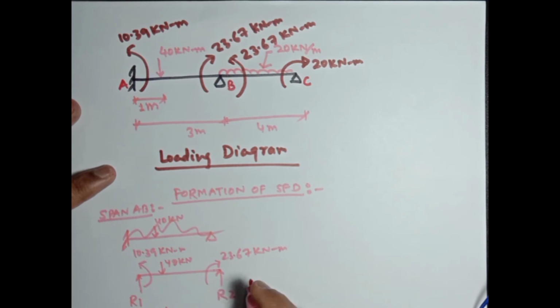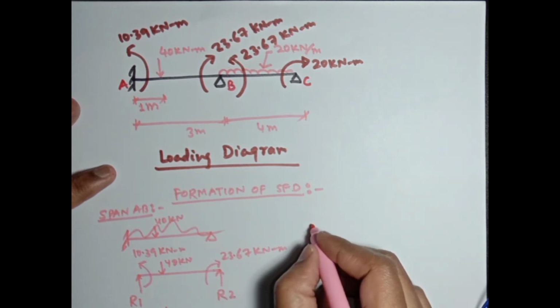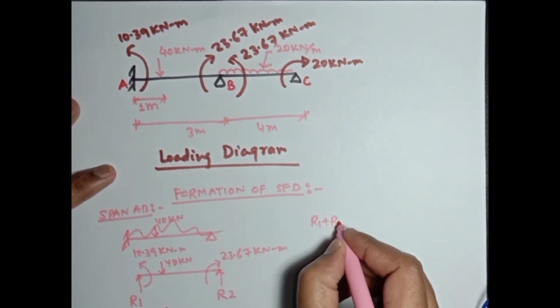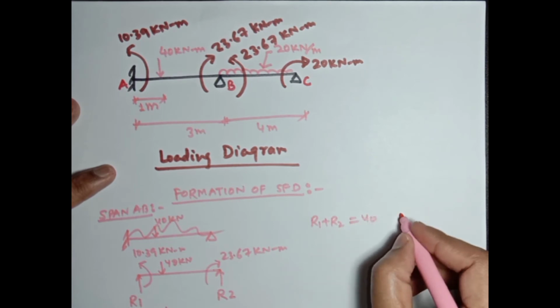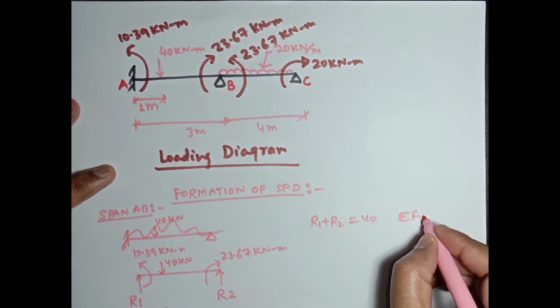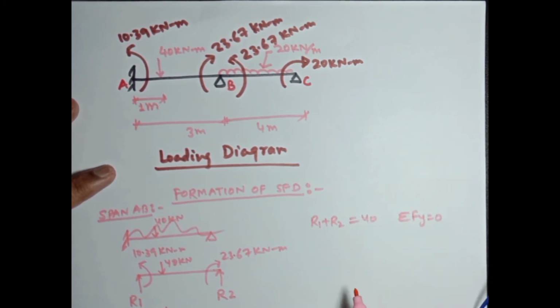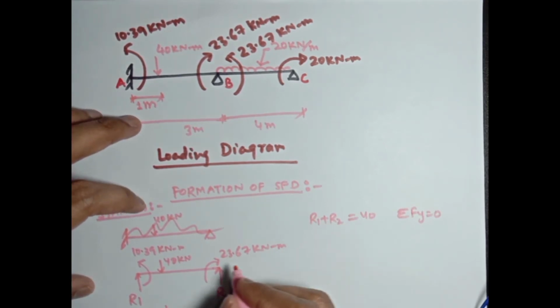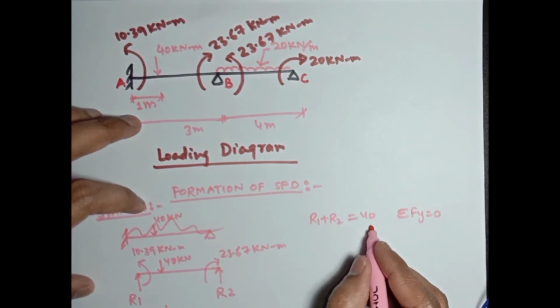Now we are going to find the reactions R1 and R2. The vertical load acting on this beam is 40 kilonewton, and the reactions R1 and R2 are in the upward direction. So R1 plus R2 will be 40 kilonewton as sum of the vertical loads, or you can say Fy equal to 0. Therefore R1 plus R2 will be 40 kilonewton.